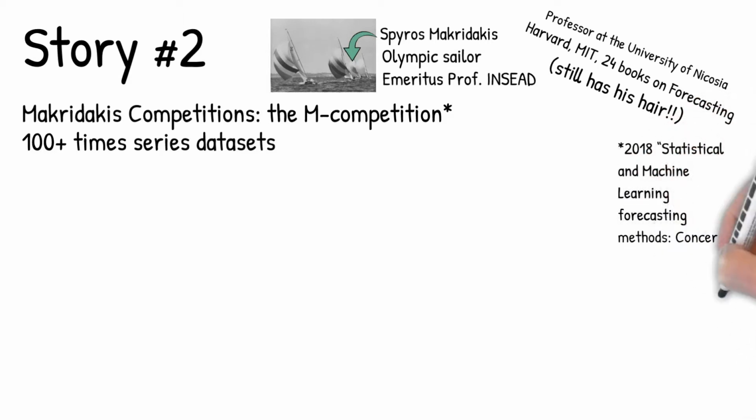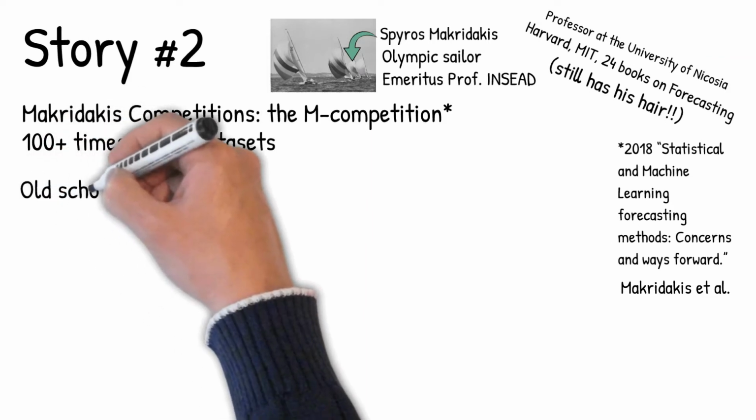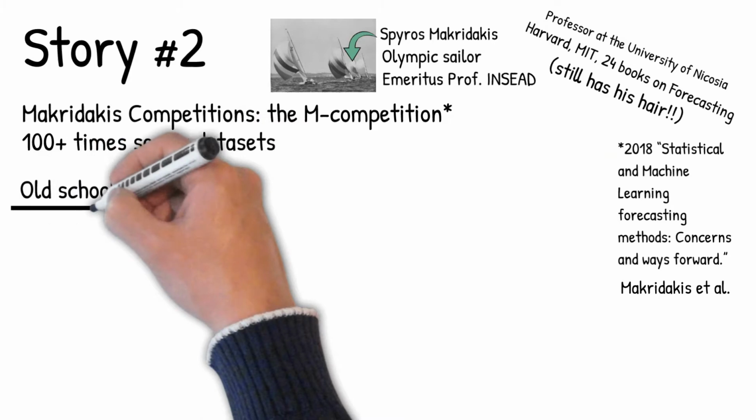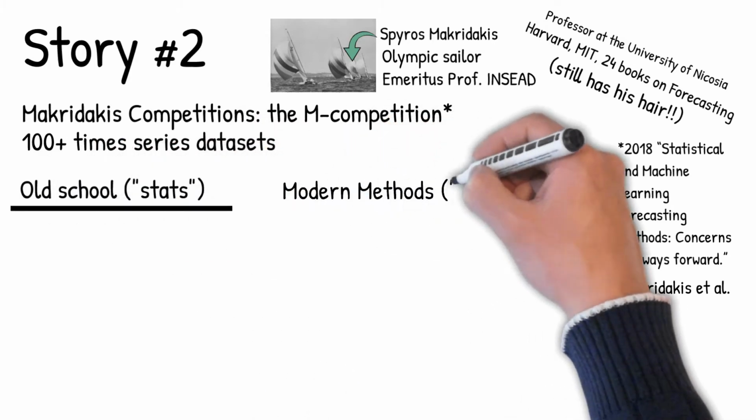The most downloaded paper recently in the field of artificial intelligence is his 2018 paper, Statistical and Machine Learning Forecasting Methods: Concerns and Ways Forward. I strongly recommend that anyone in this field read that paper. It basically does a competition between old school methodologies, or what people used to call statistical methods, and modern machine learning methodologies.